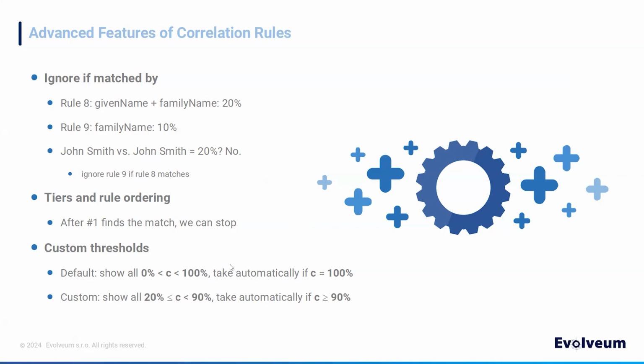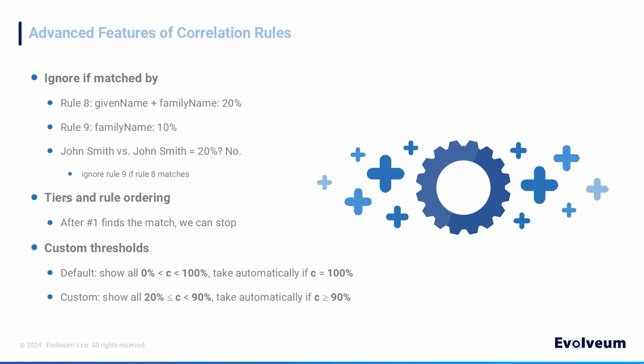Okay, sometimes we may want to spare the computational resources and stop the correlation process after it's clear that we have found the correct owner. In our example, we can say that after the rule number 1 finds the match, we will not consider any remaining rules. This can be done by grouping into tiers.